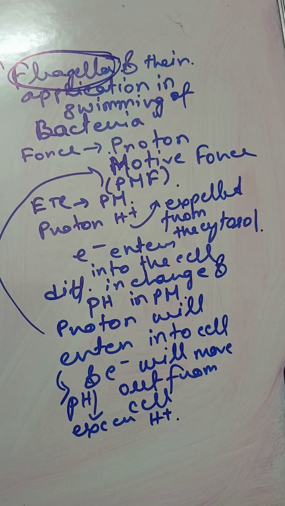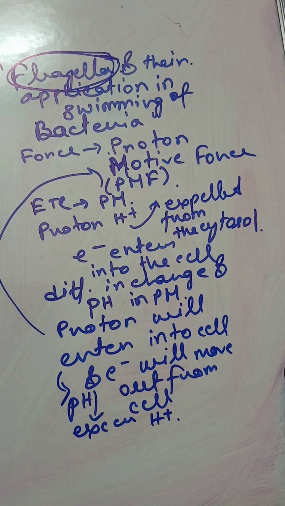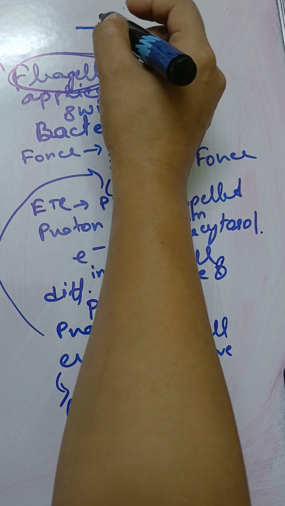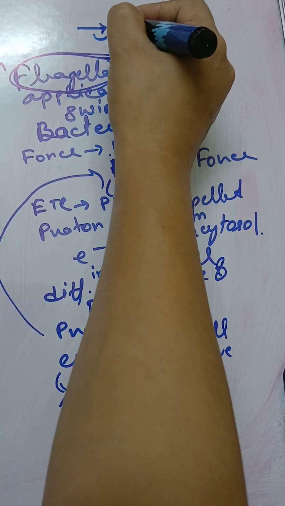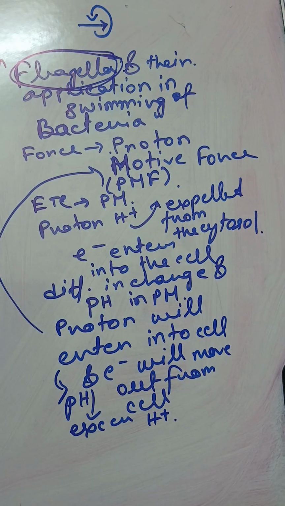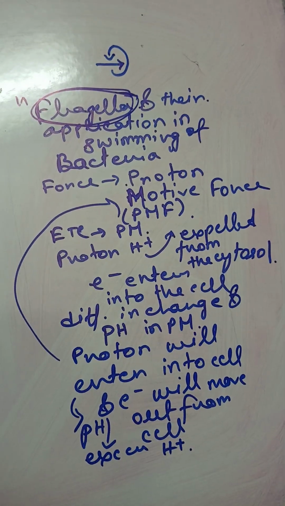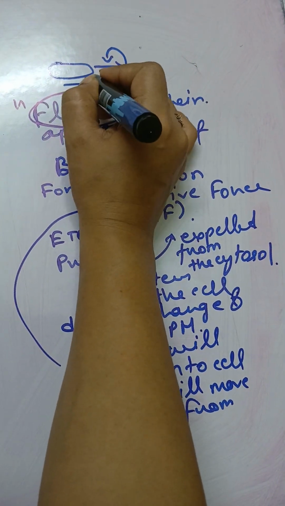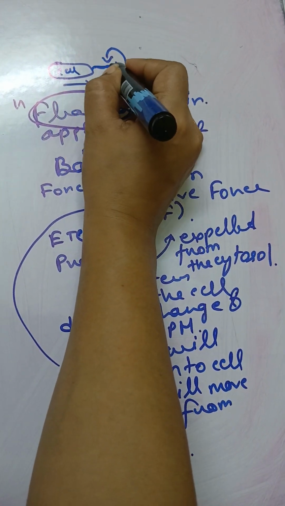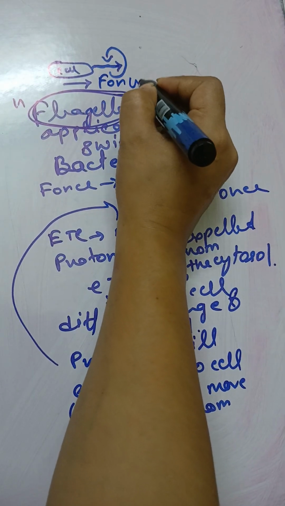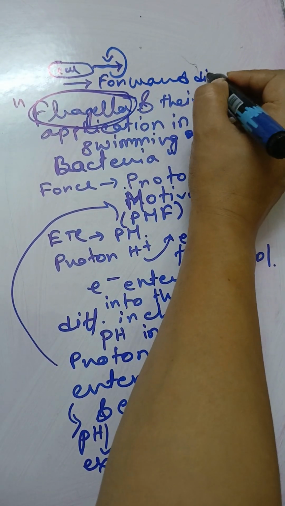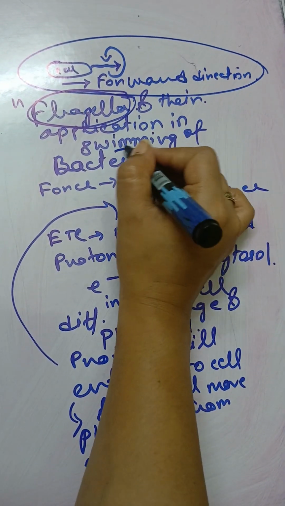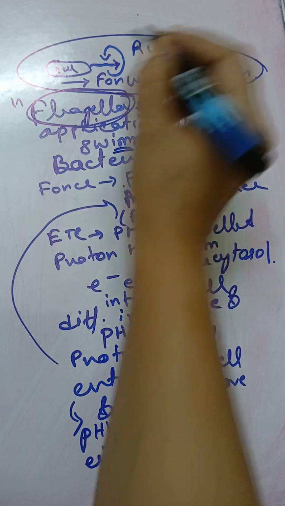So this is the proton motive force, which is actually the main driving force for flagella to move in the clockwise direction so that it can move the whole cell in a forward direction, and that whole phenomenon is known as swimming or run.